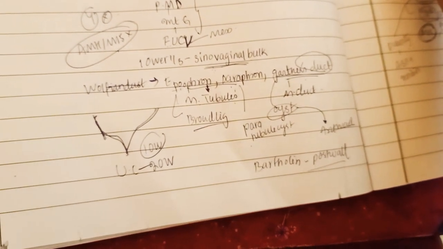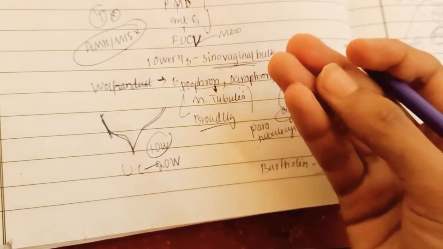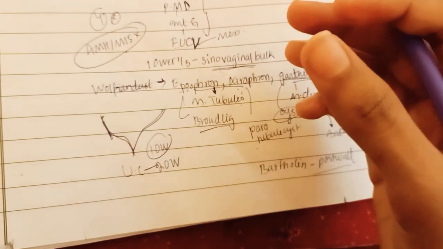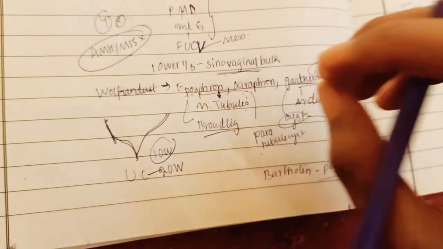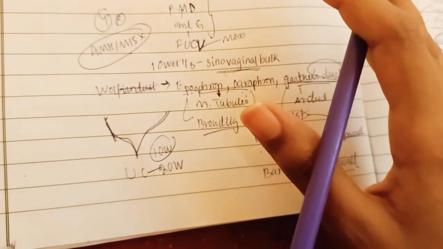Next, a cyst which is adjacent to the urethra is a paraurethral cyst. So you'll have a cyst at the side of the urethra, a paraurethral cyst. And the most common cyst in vagina or vulva is the inclusion cyst. So these are some of the points which we need to remember.